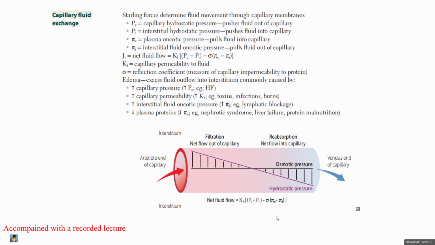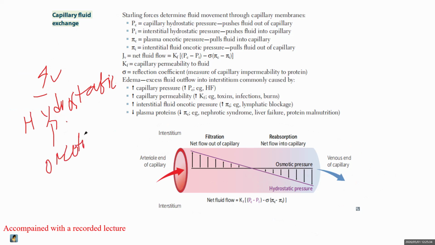So you can try to capture all of these. What are the Starling forces? We have four major different forces. Two of them are the hydrostatic pressures, and two of them are the oncotic pressures. We are going to understand them one by one.